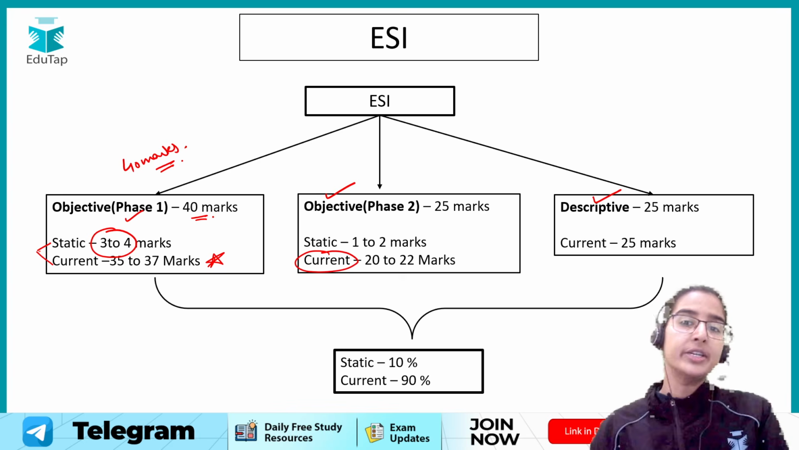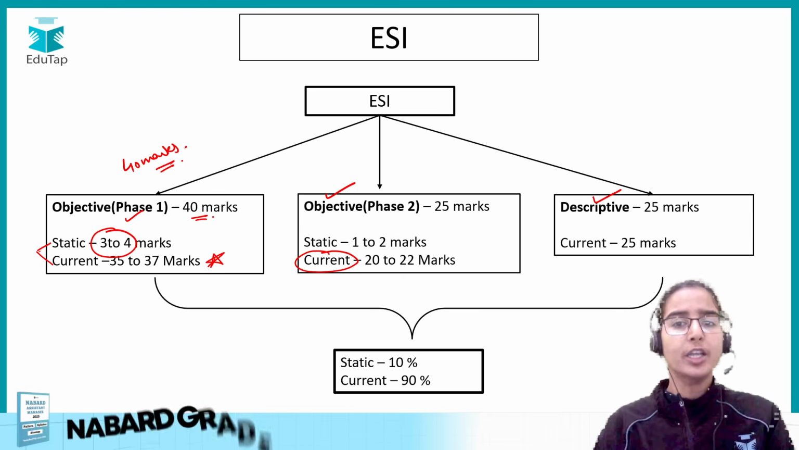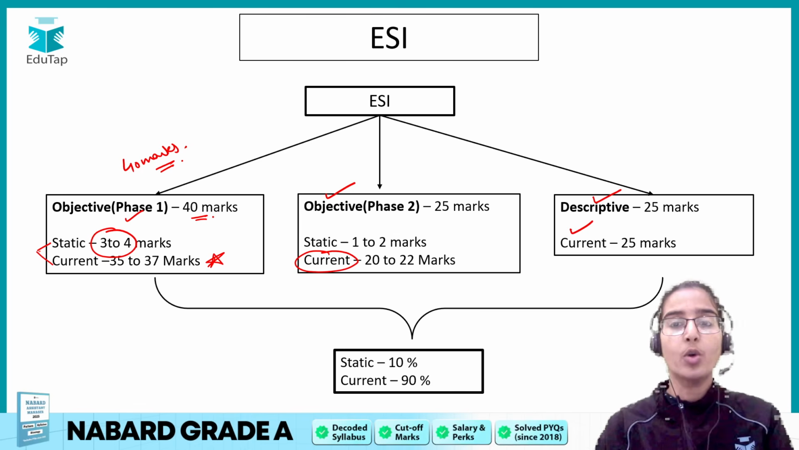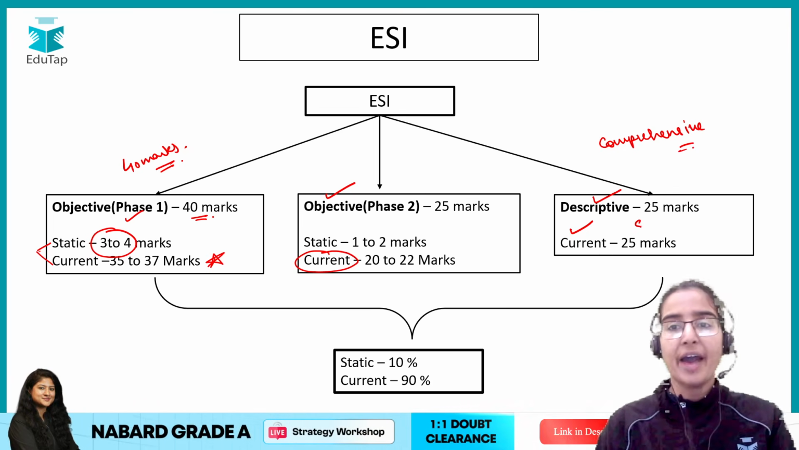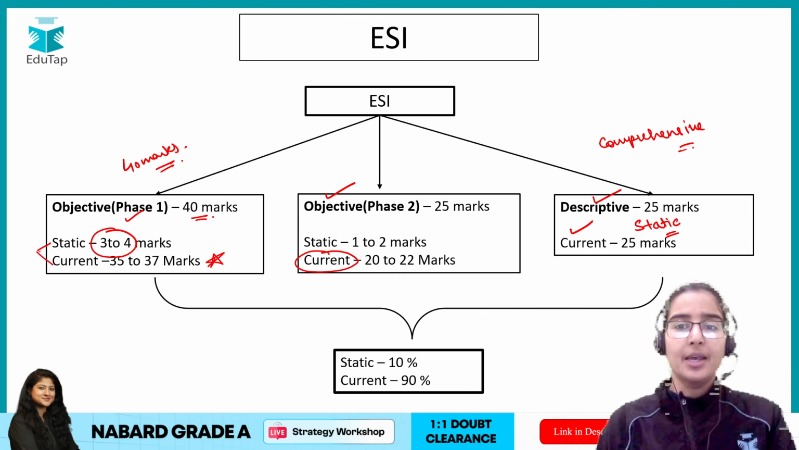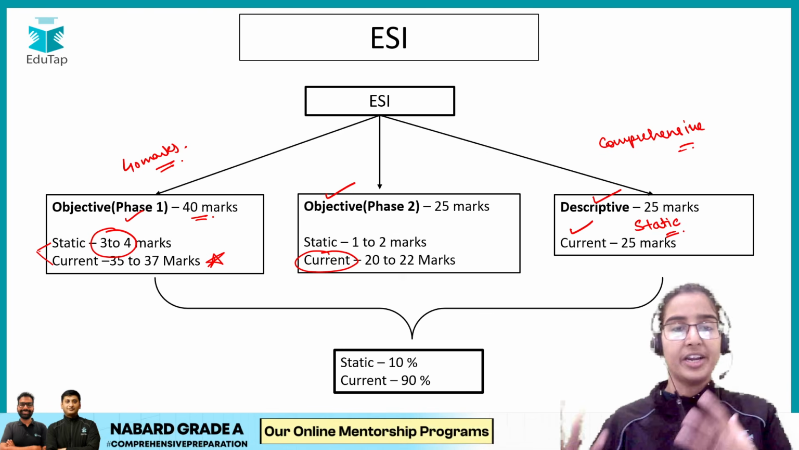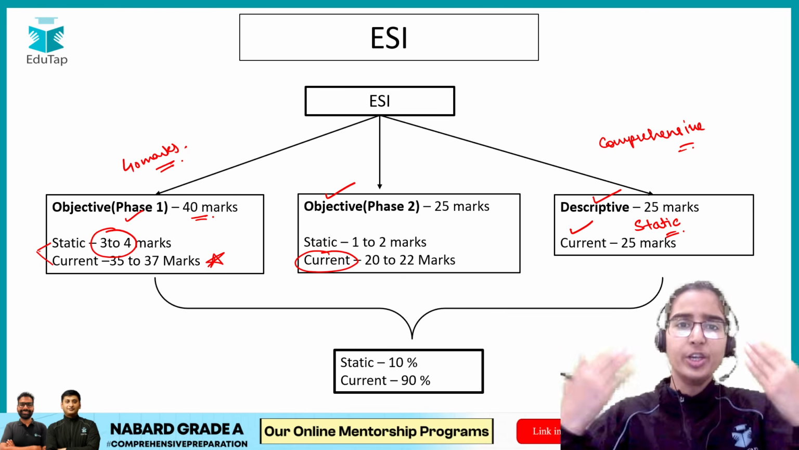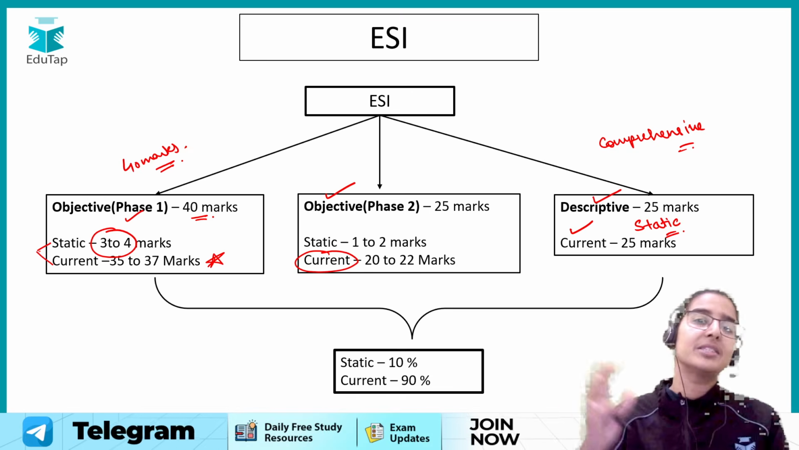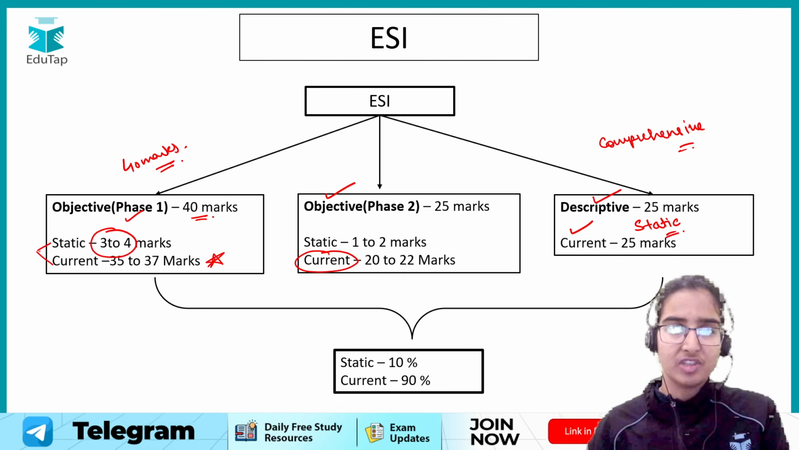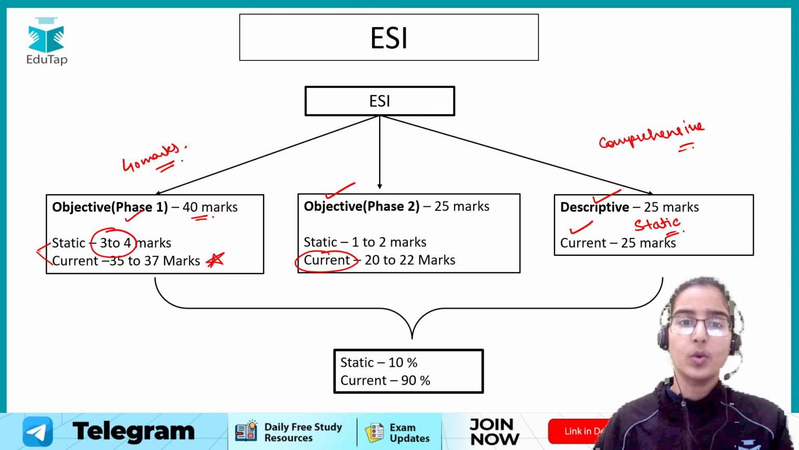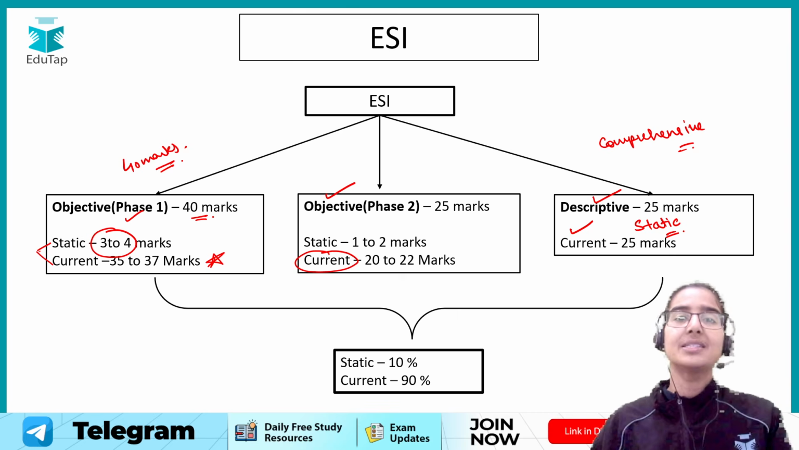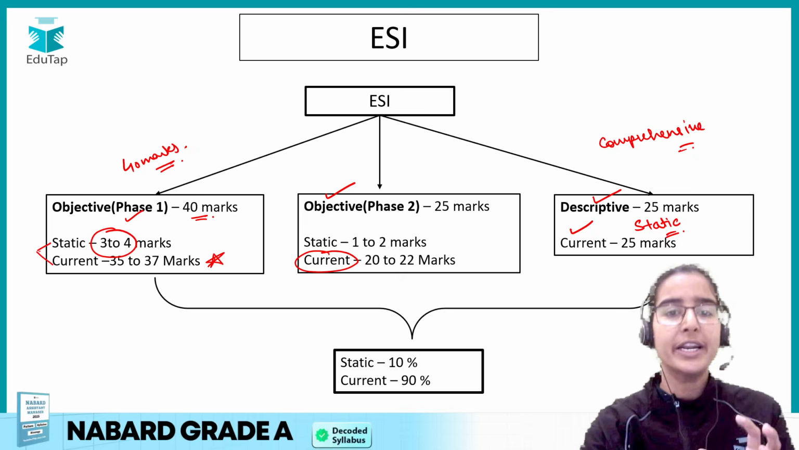Now, if I talk about the descriptive part, students, the questions might be from current affairs, but if you want to answer these questions in a very comprehensive manner, and if you want to score really good in this descriptive paper, you need to have a good knowledge of the static part as well. Even if a scheme related question or a report related question is there, when you are analyzing it, you need to know all the components of the static part to answer it in a more comprehensive manner. So that is how, in different phases and different forms, ESI is asked to us. And here I have also told you the weightage of the static and the current. So first of all, let us talk about the static.